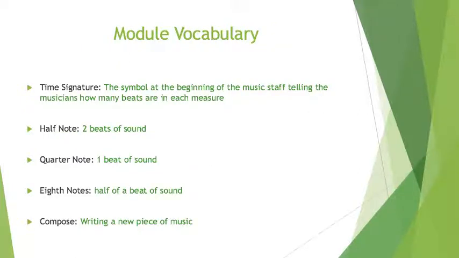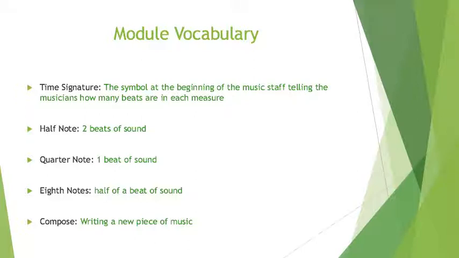If you noticed, all the words that were in green are the module vocabulary that we'll be using for the class. The first is time signature. We'll go into it more in depth in the mini lecture, but a time signature is the symbol located at the beginning of the music staff which tells the musicians how many beats are in each measure.